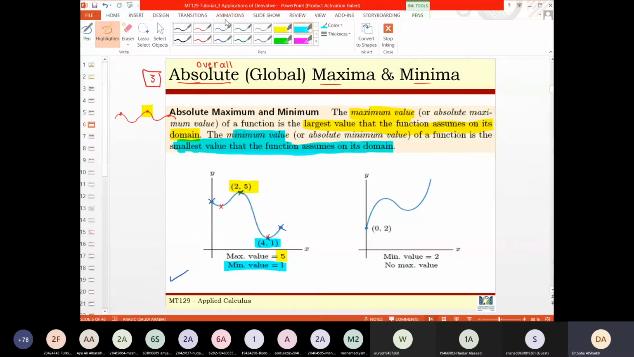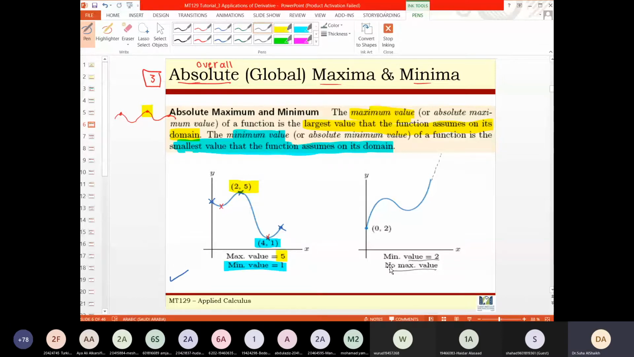And check here, the function is open. You can see that the function is actually open. It's not stopping somewhere. It's an open-ended function. So the lowest one is at 0, 2. So the minimum value is 2. We don't have a maximum value, and the function is just going up. It's not stopping somewhere. You got the idea now? So this is the third concept that we have, the third terminology: absolute maximum and minimum point.